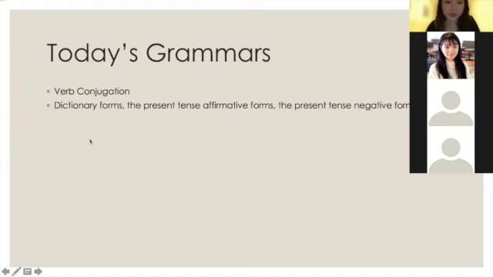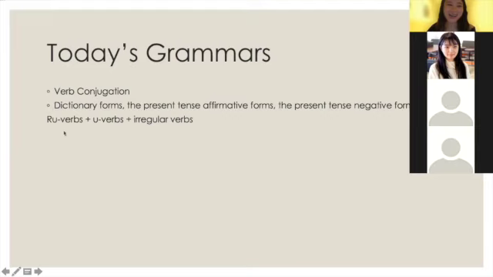So we're going to learn the affirmative form, present tense, and the negative form. The present tense affirmative form and the negative form will be the polite forms. We're going to learn the negative of dictionary forms later on. Now we're just trying to be polite the whole time.